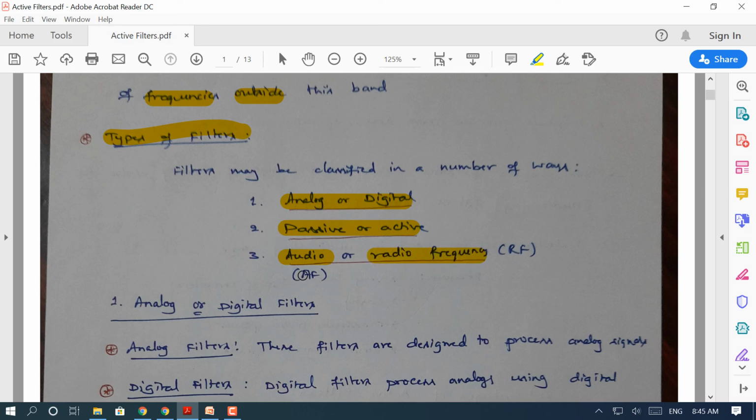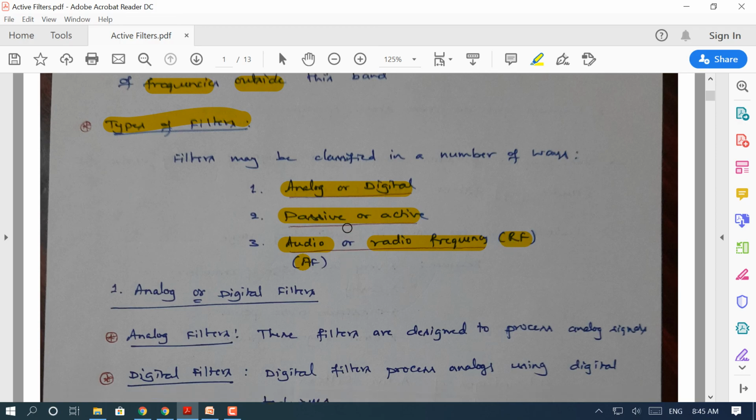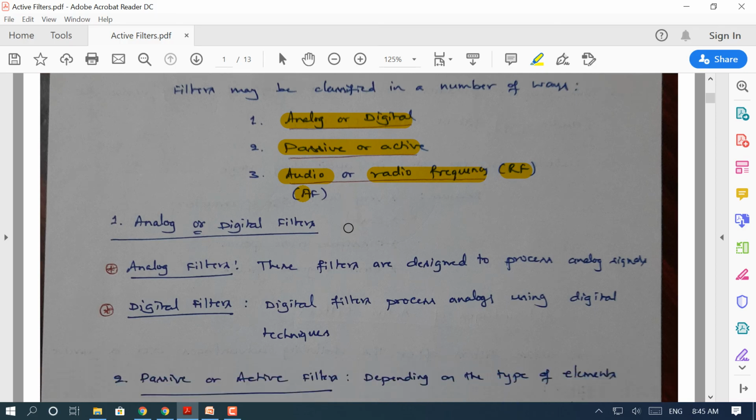Audio frequency can be denoted as AF. Radio frequency, which is usually higher frequency, gives radio frequency filters. So broadly we can classify filters into these three types. Now let us discuss one by one. What is an analog filter and a digital filter? Analog filters are designed to process only analog signals. So such filters are called analog filters.